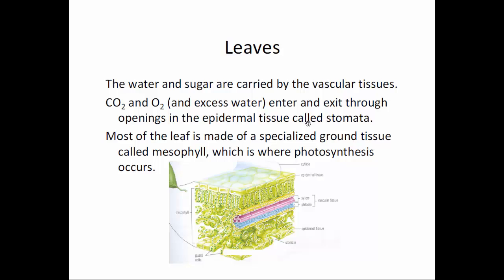The majority of the leaf is actually made up of ground tissue called mesophyll. And this is where photosynthesis occurs, so no great shock. The chloroplasts are contained inside that tissue.